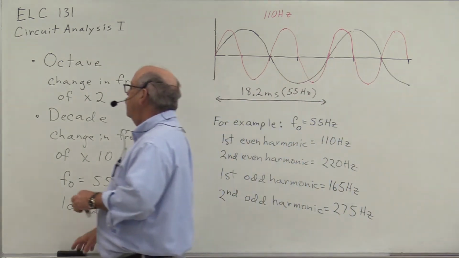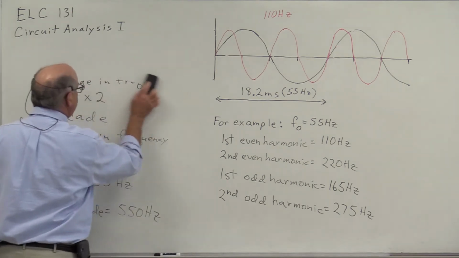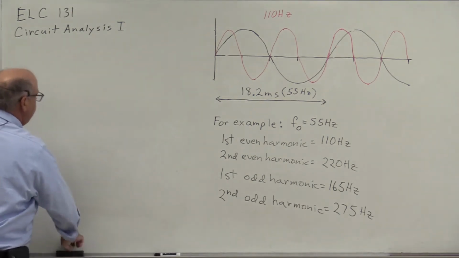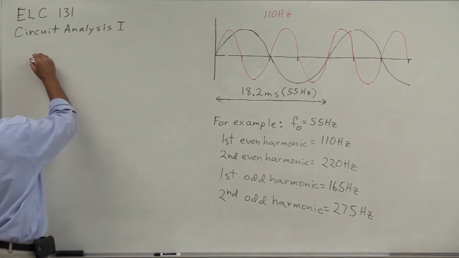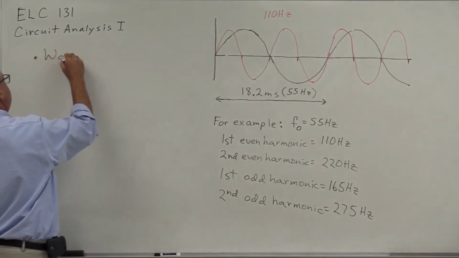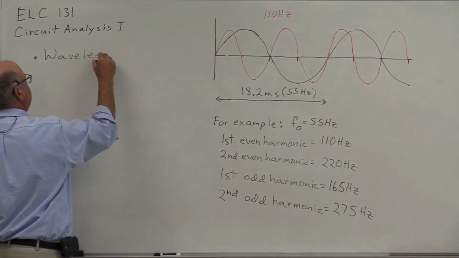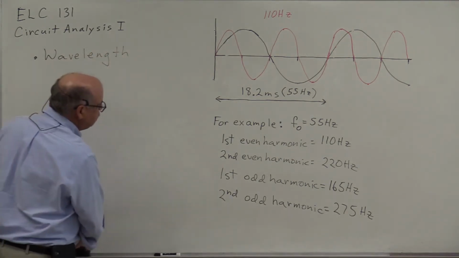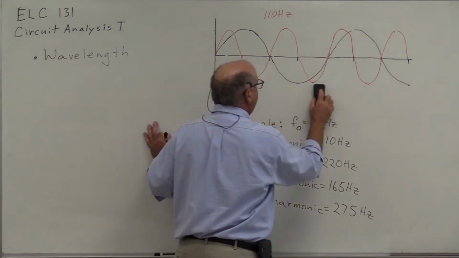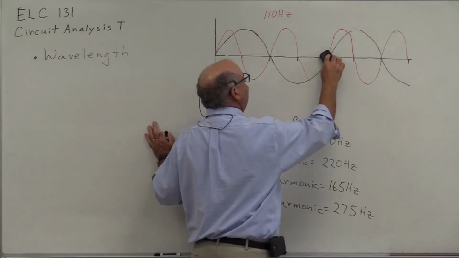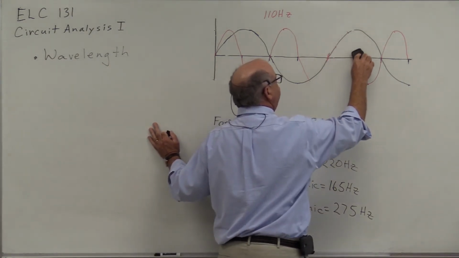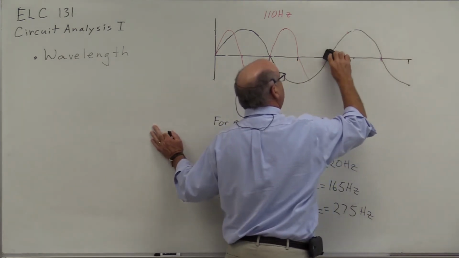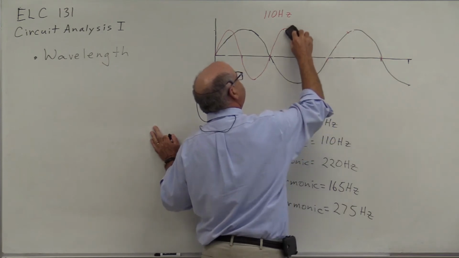Now, another concept we have to understand is the idea of wavelength. And wavelength is simply a measure of how long a waveform is when it travels through space or through a wire.